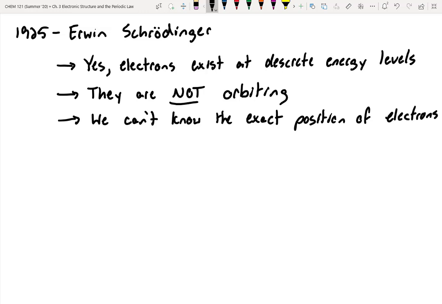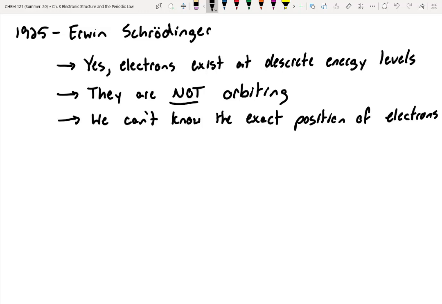And so what he started doing was a bunch of really high-level math showing that we can't know the exact position of an electron, but we know the probability of an electron being within a certain area. And so he started doing a bunch of advanced mathematics looking at probability maps, essentially.